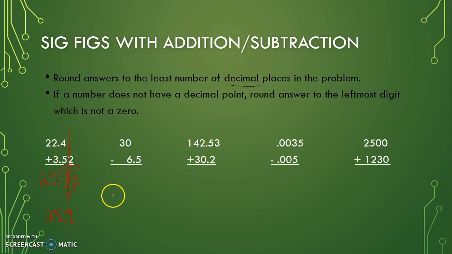So what if you have a number without a decimal place? If you do not have a decimal place, you're going to round your answer to the leftmost digit which is not a 0. I know that sounds crazy, but stick with me a minute. If we do this first problem, you'll get 23.5 as your answer. 30 minus 6.5 is 23.5. This one has one decimal place. This has none. So find the number that hasn't got a decimal, in that case our 30. You find the leftmost digit which isn't a 0. Well, this one's a 0, so that's not it.